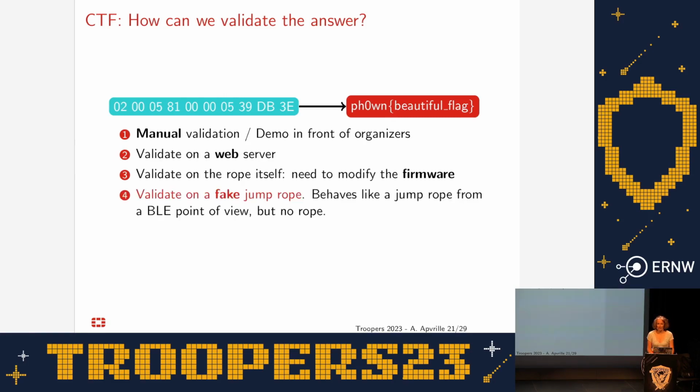So we decided to do it a little bit differently, which is to build a fake jump rope. The jump rope would have exactly the same software or firmware part in it, where it would accept exactly the same commands, respond the same way, and everything. It would behave the same, except you don't have the rope.